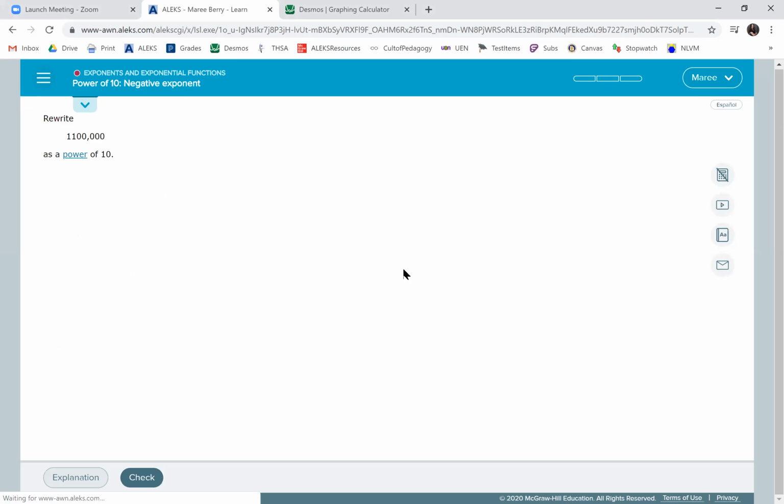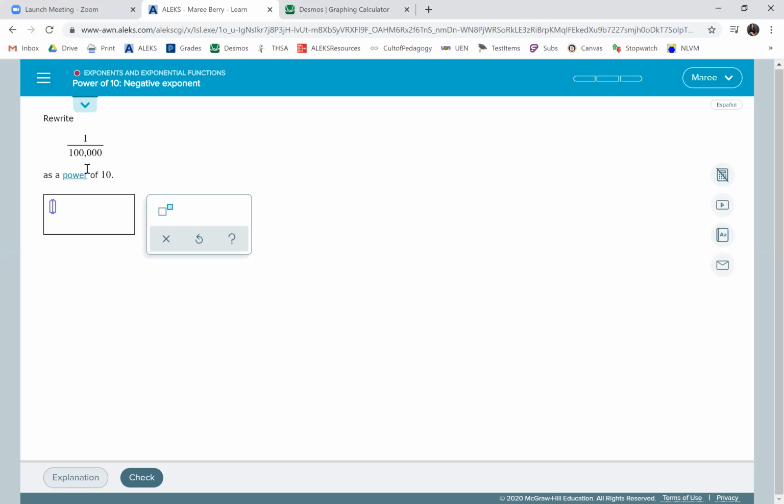So we're going to start looking at one of these. Because you have the number in the denominator, we're supposed to write this as a power of 10. So because it's in the denominator, it's going to be a negative power. You count the zeros, 1, 2, 3, 4, 5. And this fraction equals 10 to the negative 5th power.